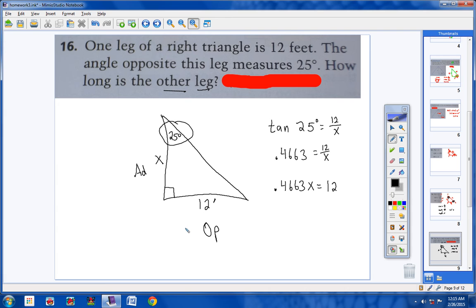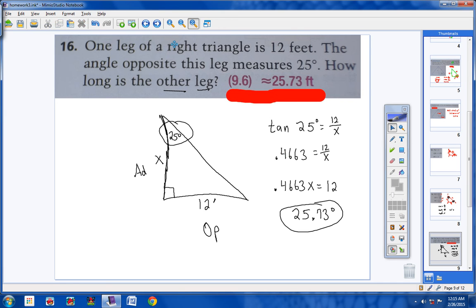Alright? And what you should get is 25.73. 25.73 is the measure of this side right here. Alright? 25.73. Alright, let's continue on number 17.